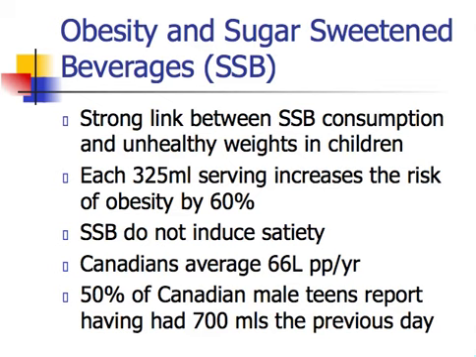Now, sugar-sweetened beverages are a major concern in Canada, as we average 66 liters per person per year. And there's a bimodal distribution to this intake. Some Canadians drink very little, and some are drinking a lot. And StatsCan data indicates that 50% of Canadian male teens reported having 700 mils of a sugar-sweetened beverage the previous day. So that would be around 280 to 300 calories, and that same 15-year-old would have to jog about 45 minutes to wear off those calories.